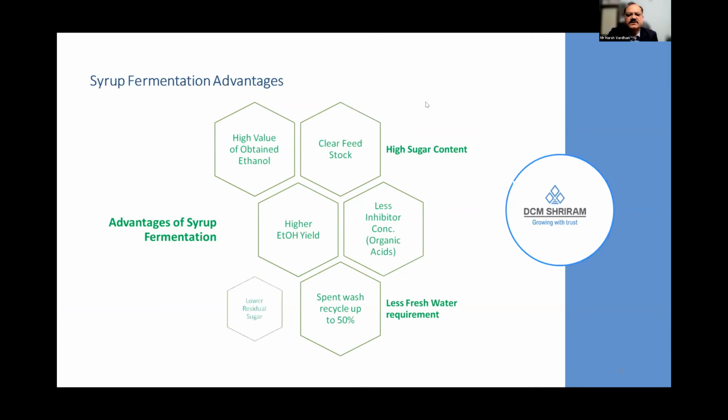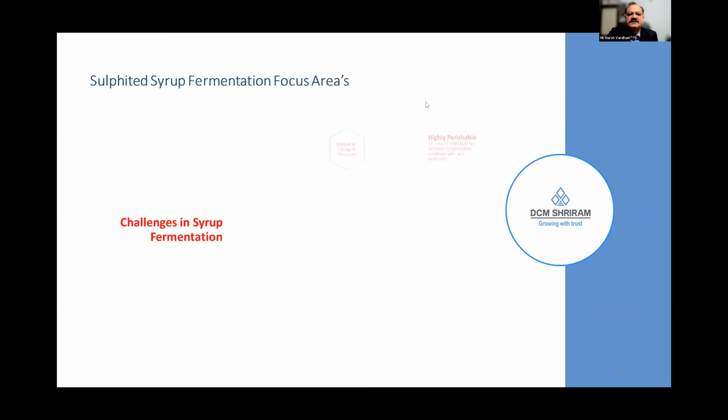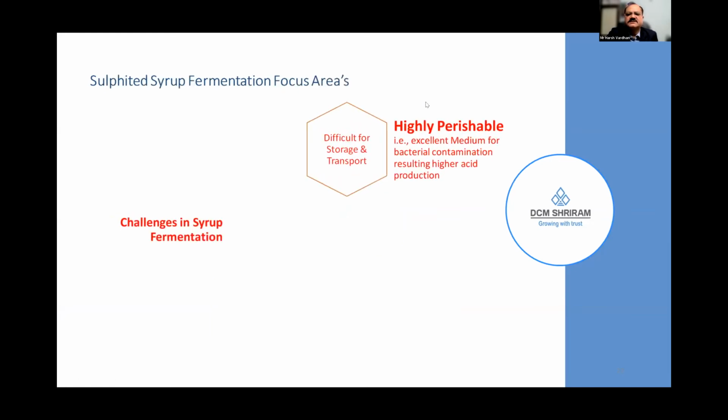Less fresh water requirement, lower residual sugar. And still there are many challenges because it is a highly perishable product. We have to take care of all the hygienic conditions, addition of suitable biocides and chemicals.